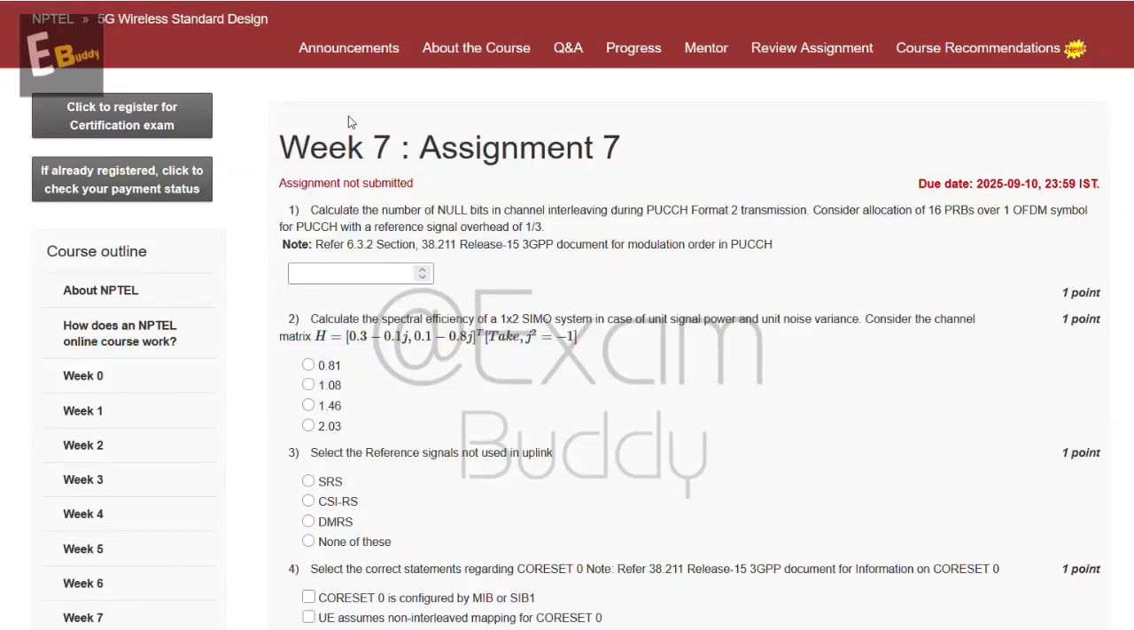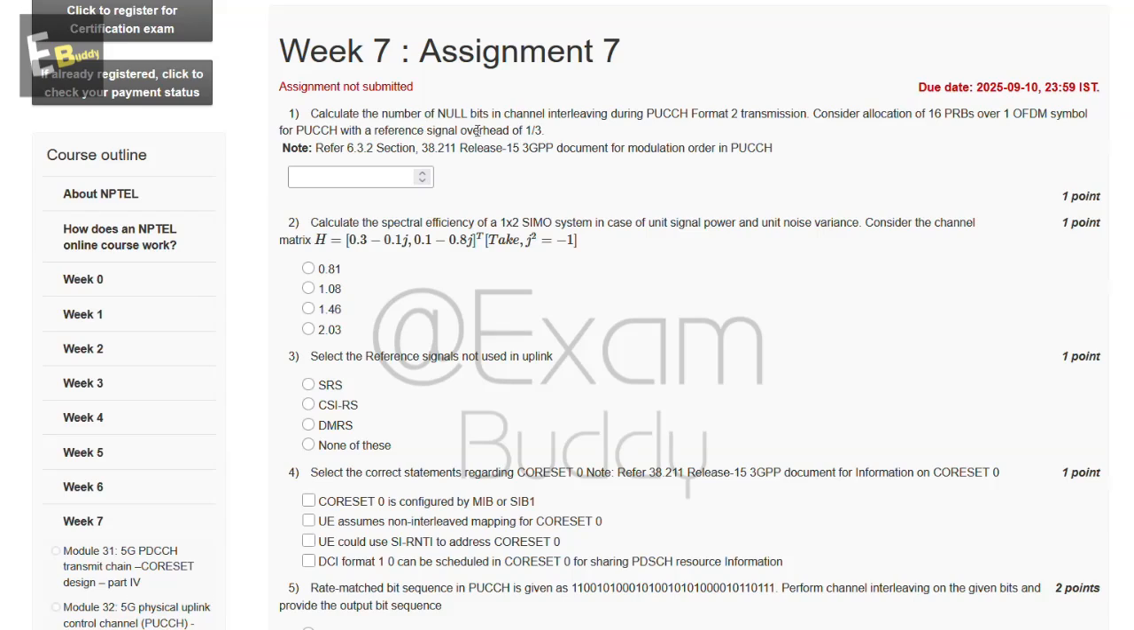Now let's do our assignment 5G wireless standard design week 7 assignment 7. So the first question is calculate the number of null bits in channel interleaving during PUCCH format 2 transmission. Consider allocation of 16 PRBs over 1 OFDM symbol for PUCCH with a reference signal overhead of 1/3. Note, refer to section 6.3.2 of 38.211 release 15 3GPP document for modulation order in PUCCH. So the answer of our first question is 64.